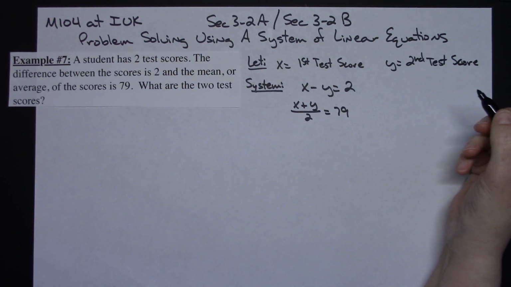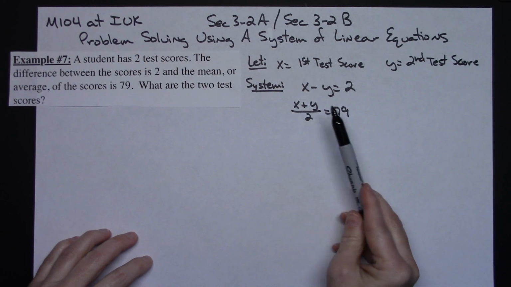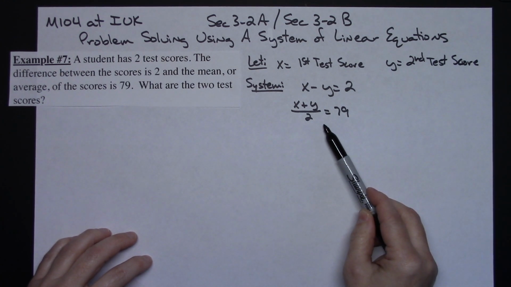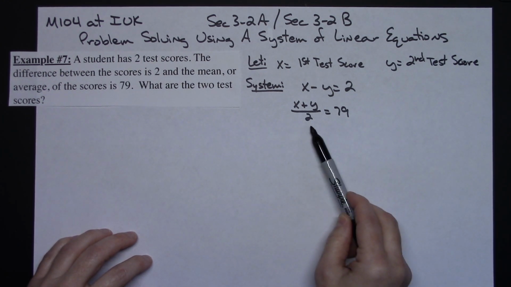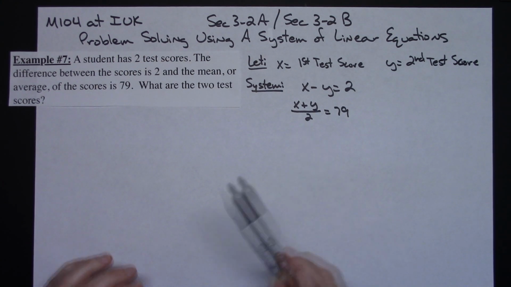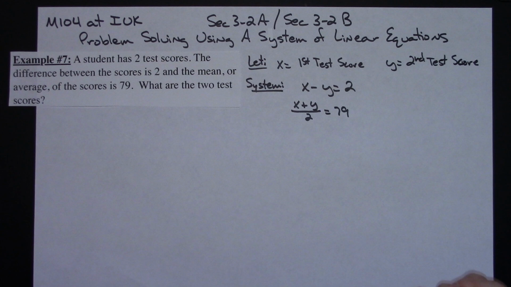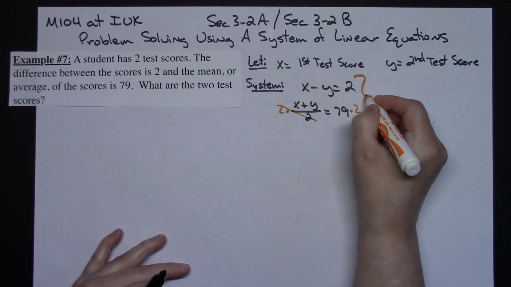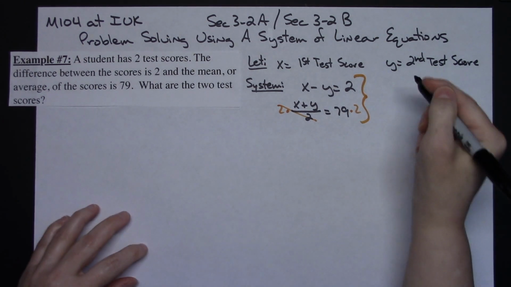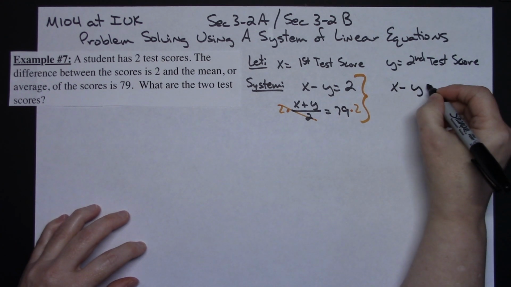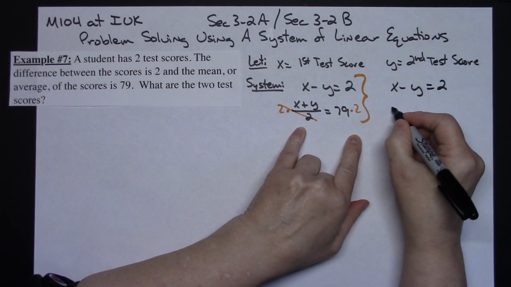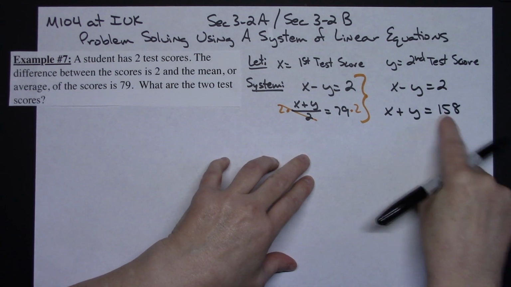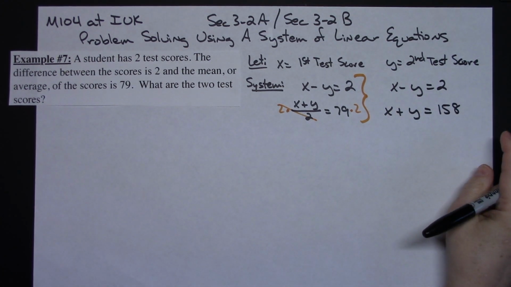Okay, now that right there technically is our system of equations, except this is not a very nice equation to work with. So what we want to do is rewrite this equation. If I multiply both sides of that equation by 2, it's going to make the equation so much easier to work with. Alright, that way the 2's will cross out. Meaning that my new system of equations, that top equation is not going to change, so x minus y equals 2. But on this one now, I'm going to have x plus y is equal to 158. This just makes these two equations way easier to deal with.